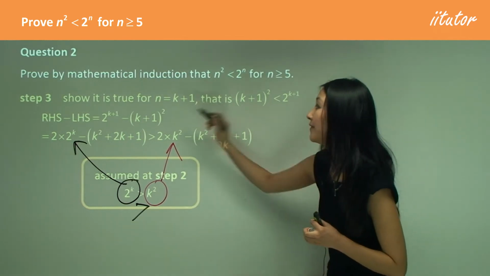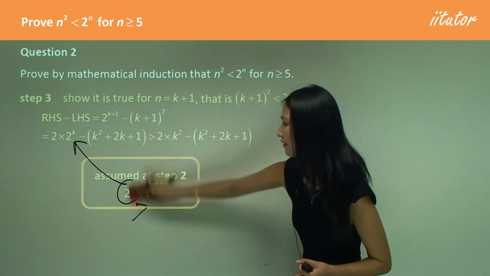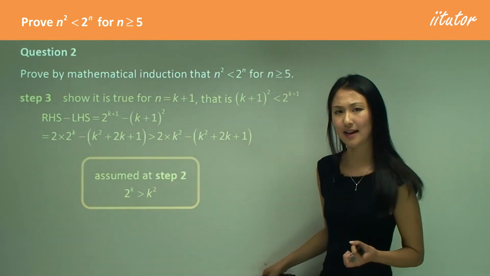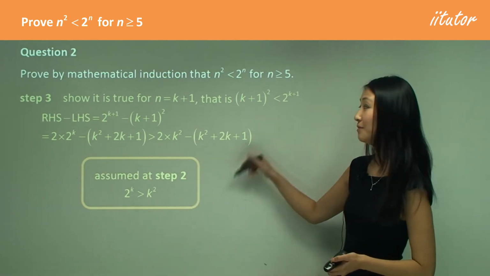So therefore, this must be less than that. Does that make sense? If I've only changed one thing and that one thing is less than, then this side must be less than the other side. So using the assumption, we've done that.